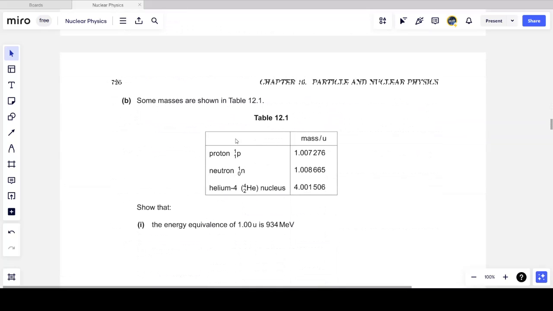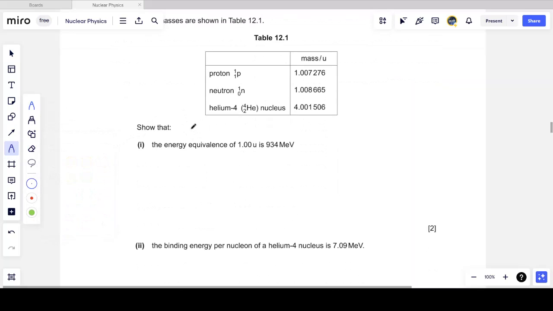Now the next question says some masses are shown in the table. And we're given the mass of a proton, a neutron, and the helium-4 nucleus. And you probably know where this is heading. But the first question says, show that the energy equivalence of one atomic mass unit is 934 mega electron volts. Now, for many of you, there may be multiple different ways in which you want to do this.